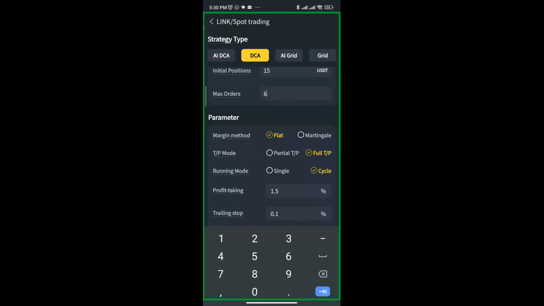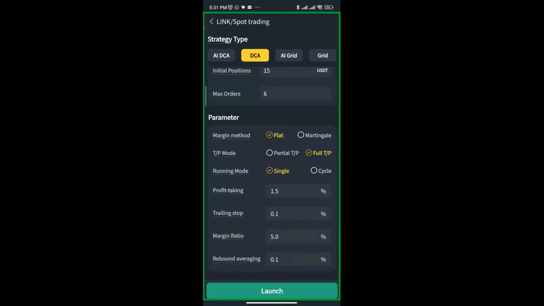I hope I'm communicating. It means with my $100, I can go into the market 6 times deep using the flat parameter. So what's next? I want to put this trade on single. It's your choice. You can put it on cycle or on single, but why put it on single? Because your capital is small and you might want to trade another coin another day. So you put it on single.